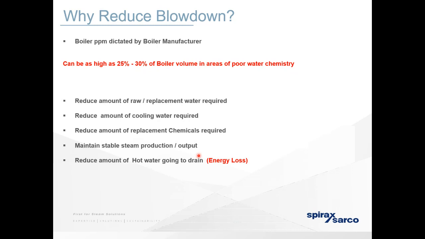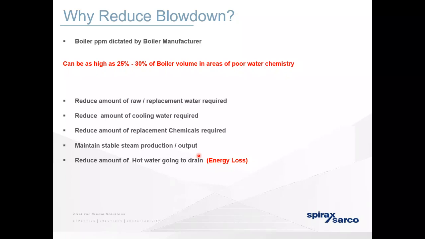It can be as high as 25% to 30% of the boiler volume in areas of poor water chemistry. So if you're not looking after your water, the percentage of contaminant you can find can be quite high.